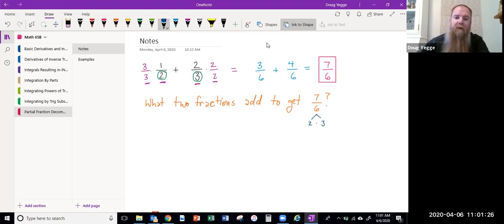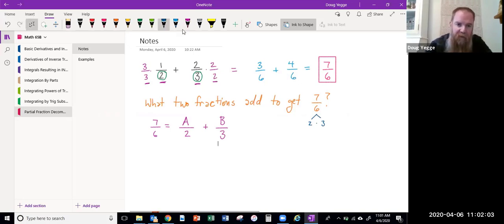So that would mean that if I was going to break this apart, then I would have to realize that 7/6 can be written as something, I don't know, let's call it A over 2, plus something else over here, B over 3. So what we can see here is that we are trying to decompose the fraction 7/6 by breaking it up into its smaller pieces. All right? Now that's all I'm going to do on this one for a minute here.